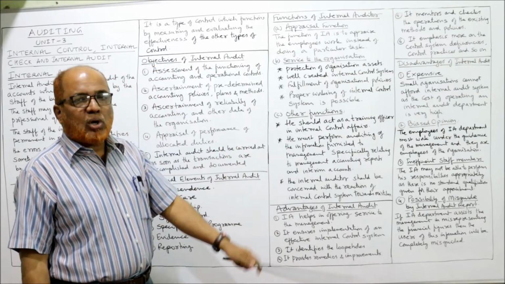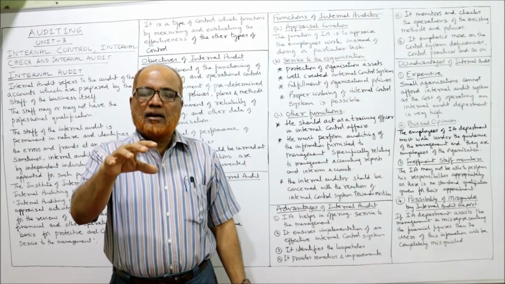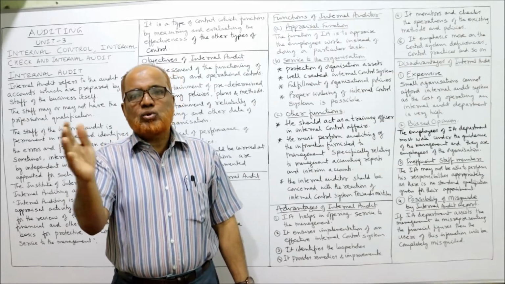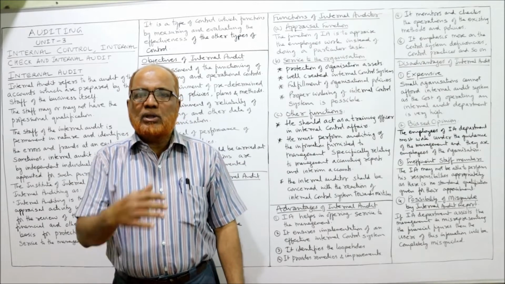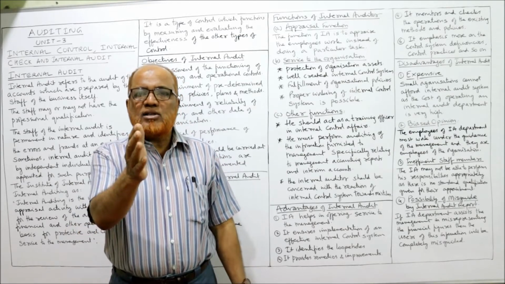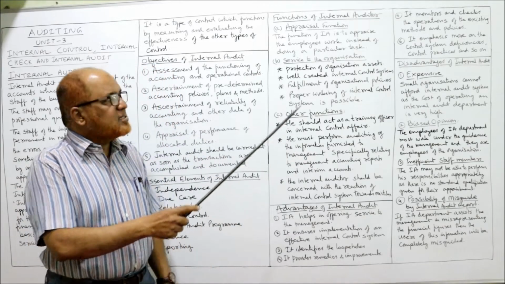Next one is service to the organization. This internal auditor is there to provide service to the management. It is not providing service to the public, to the government. Internal auditor has to make the report to the management. So it's a service to the organization.